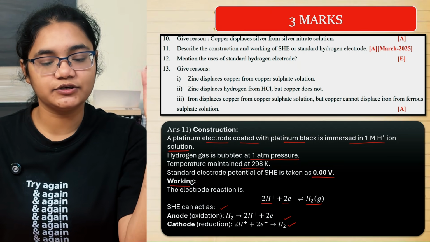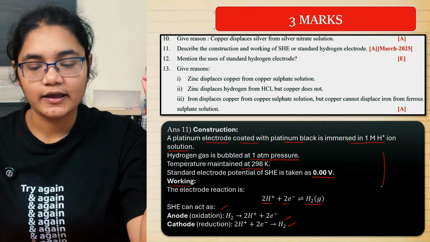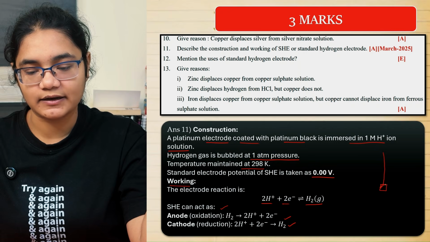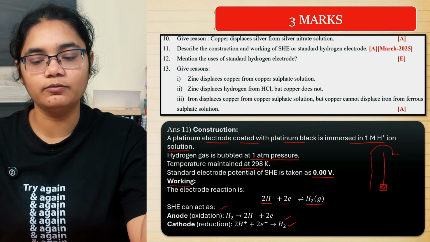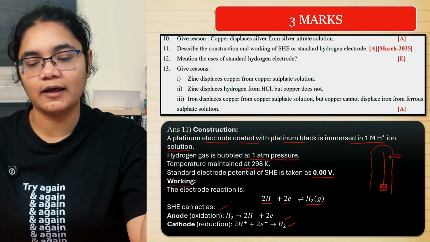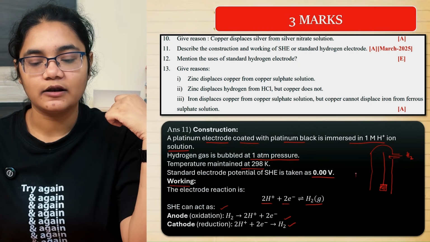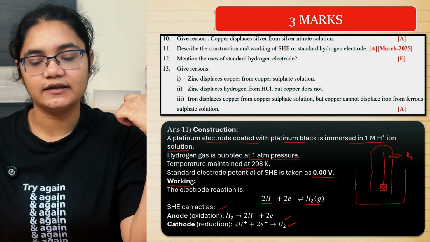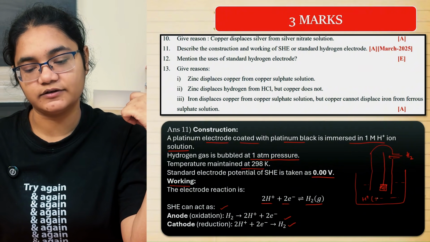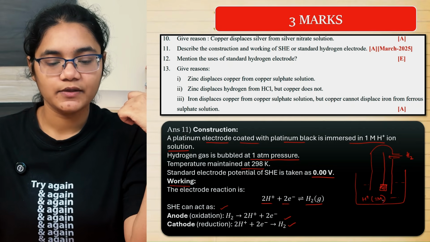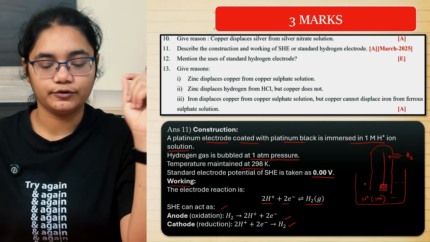So when the construction is asked, you must mention that there's a platinum electrode. You can imagine like this. There is a platinum plate on which platinum is absorbed, and this whole thing is present in a tube. From this tube, the hydrogen gas is pumped at a pressure of 1 atm. Now this whole container is present in a solution of H plus, which has a concentration of 1 molar. And the standard hydrogen electrode, its SHE value is 0 volt.